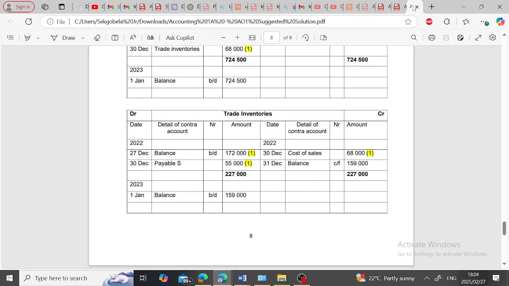Please write the dates, but for the sake of this, I'll just give you a mark as long as the amounts are correct and payable S is the contra account. But you must also write your dates, guys. Right, 55,000. So this is for trade inventory.